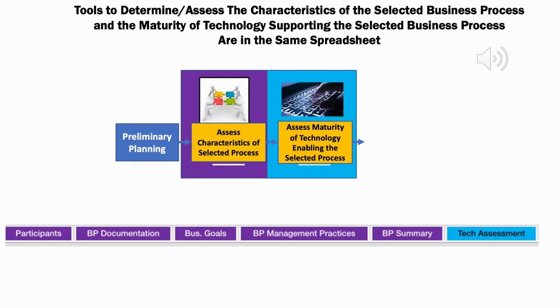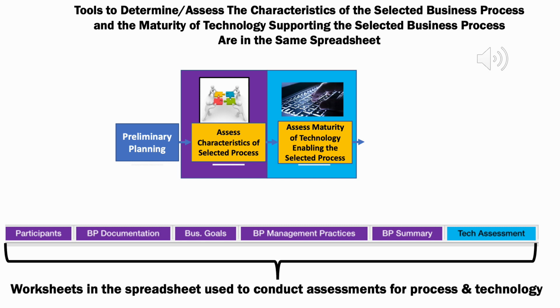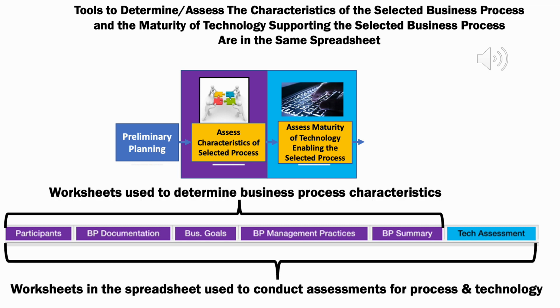Tools to determine or assess the characteristics of the selected business process and the maturity of technology that is enabling that business process are in the same spreadsheet. Worksheets with the purple background are used for the business process. They are the focus of this video. The maturity of technology that enables this business process will be covered in a different video.